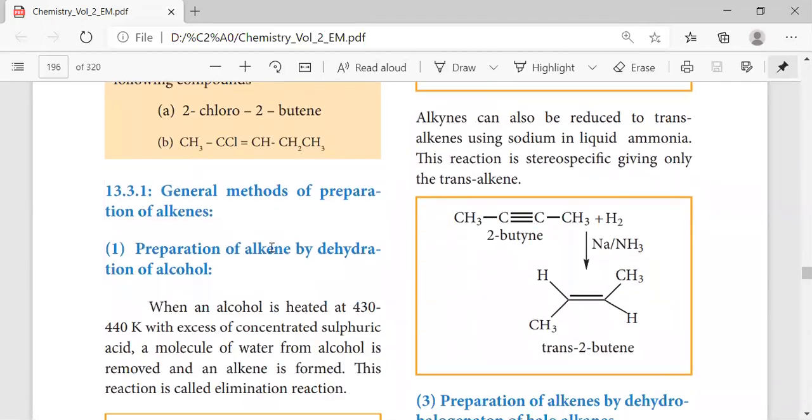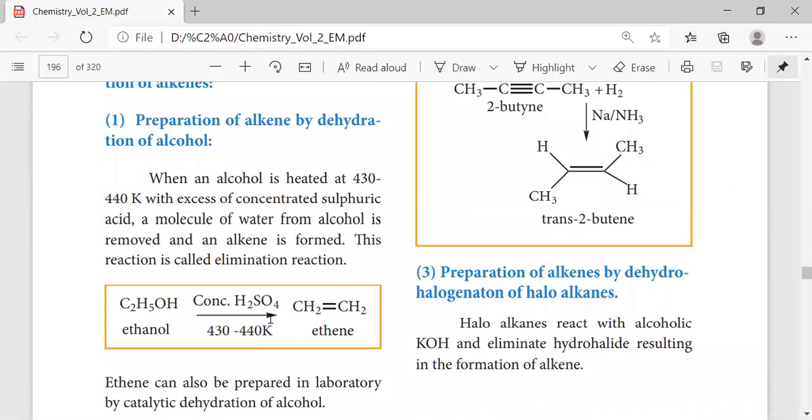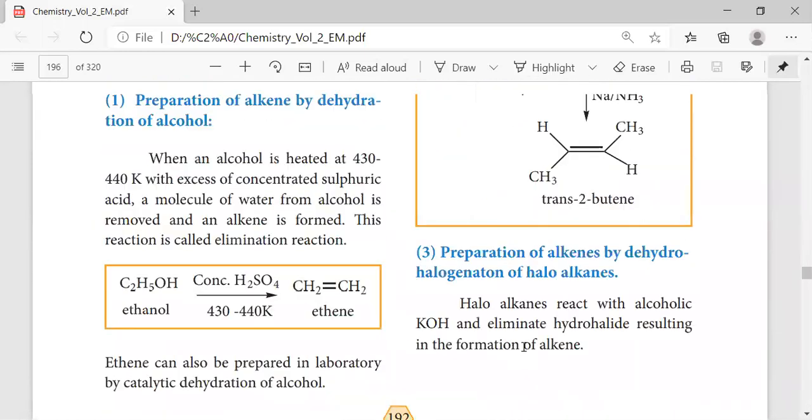Now we'll move on to the preparation of alkene. The first method of preparation is the dehydration of alcohol. Dehydration is simply the removal of a water molecule, which means this OH along with this H+ leads to the removal of H2O. So the bond is converted and we get ethene.